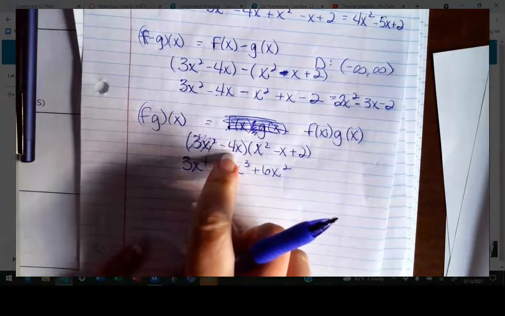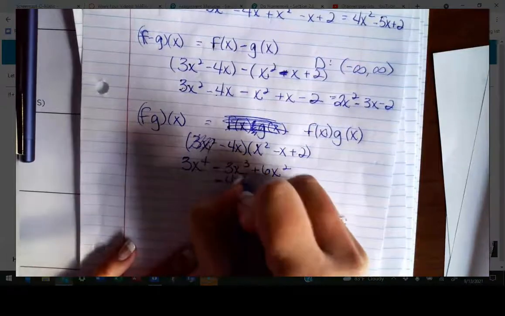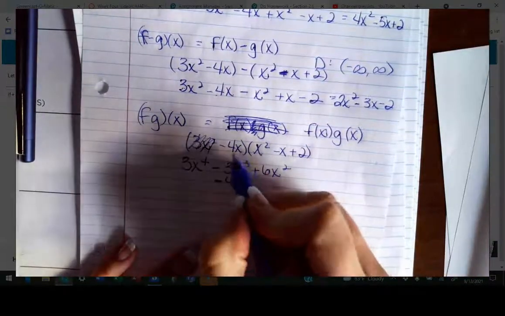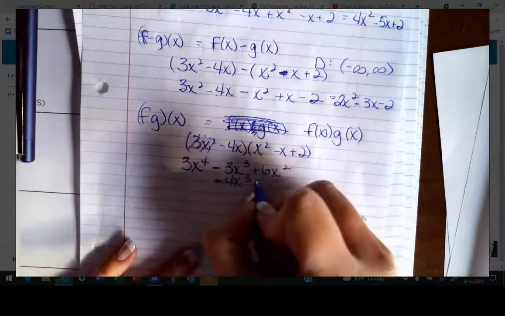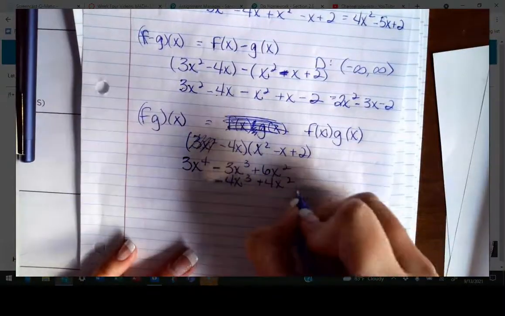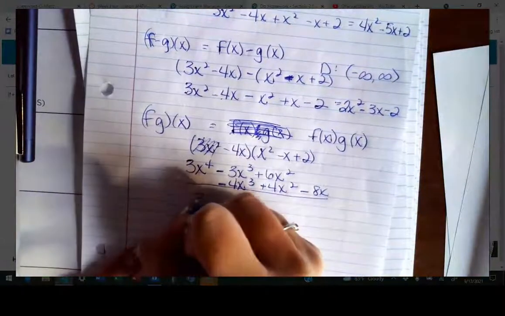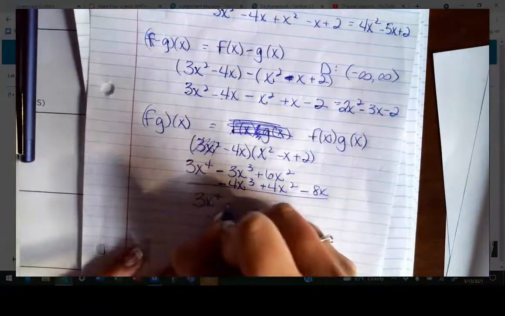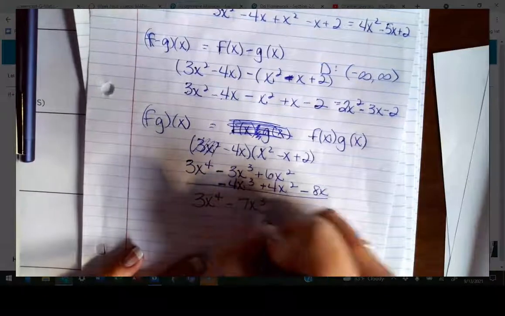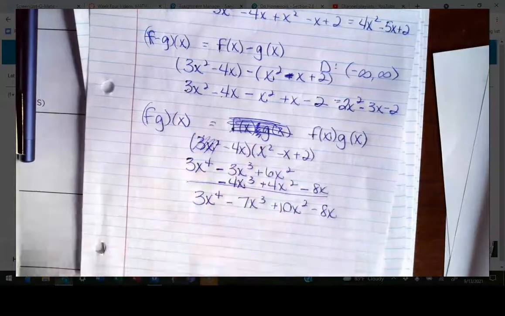Now pull that one through. So a negative 4x times x squared is a negative 4x to the third. A negative 4x times a negative x is a positive 4x squared. And then a negative 4x times a 2 is a negative 8x. And now combine like terms. I get 3x to the fourth minus 7x to the third plus 10x squared minus 8x.